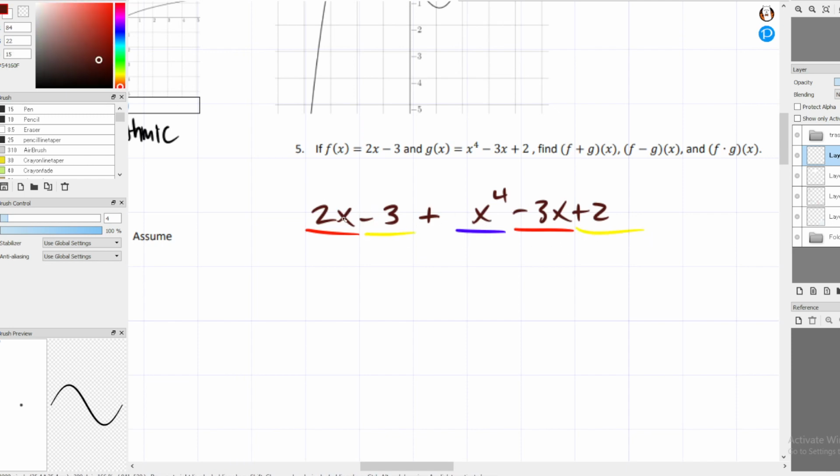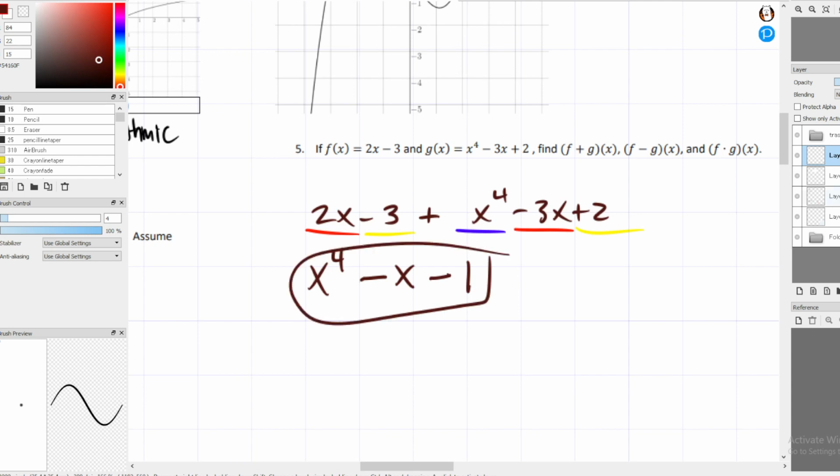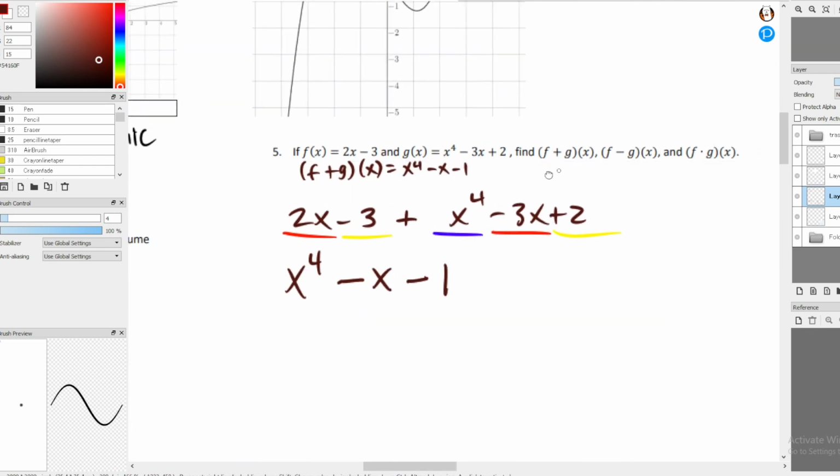So we can add these all together, and I will get x to the 4th. Well, we can only add like terms together. So I get x to the 4th. We usually do the biggest powers first, and then minus x, and then minus 1. So that would be our answer for the first part, which is f plus g of x is equal to x to the 4th minus x minus 1. We can't really do anything else past this point.